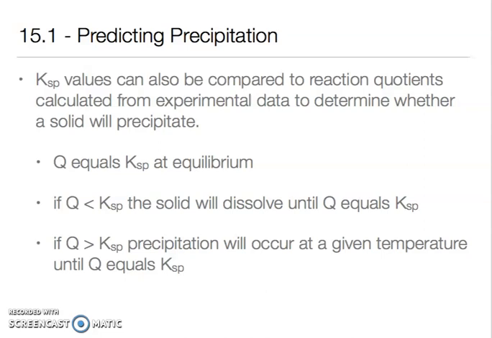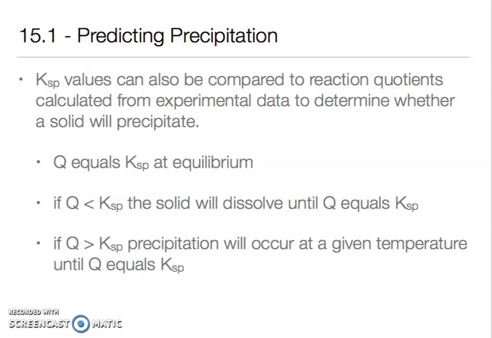So up to this point, we've been able to determine a solubility product for a particular reaction, that's its KSP value, or we've been able to determine the molar solubility of a salt. So how much of it will dissolve in a liter of solution. So the next topic we're going to discuss is predicting precipitation.